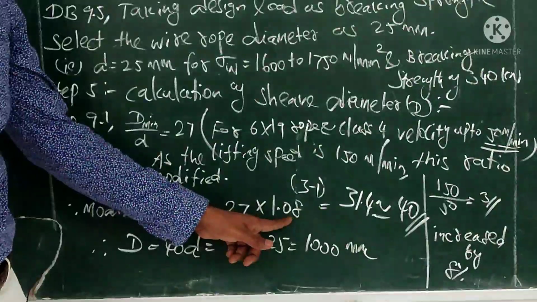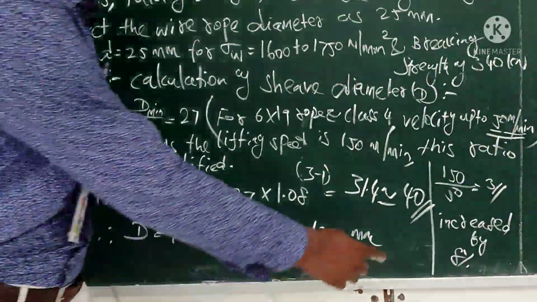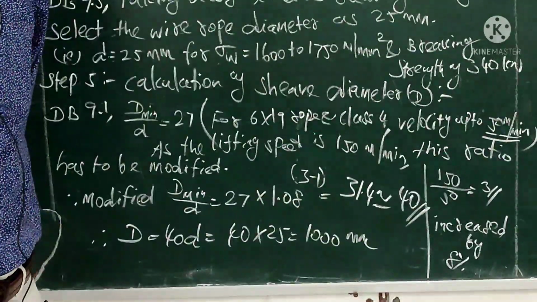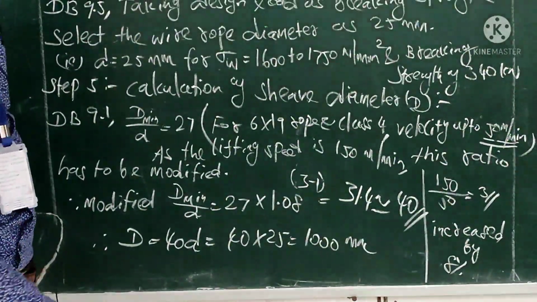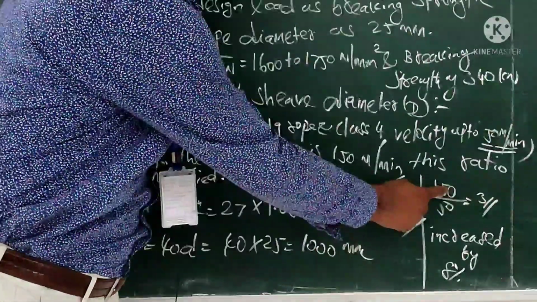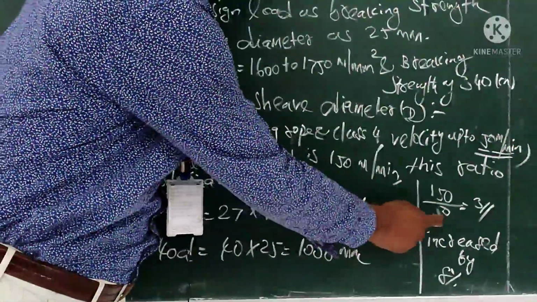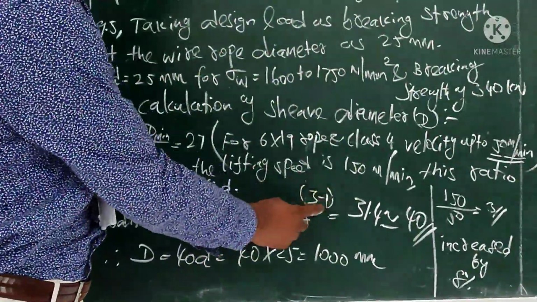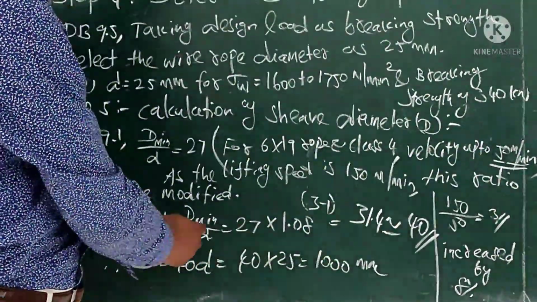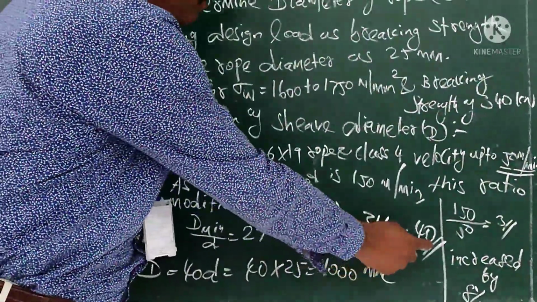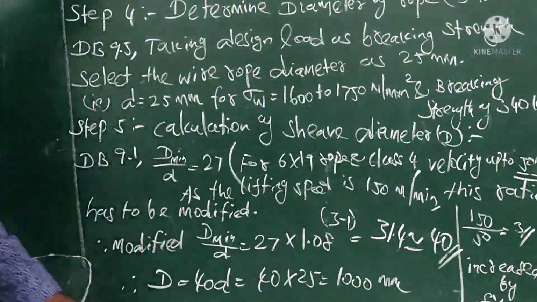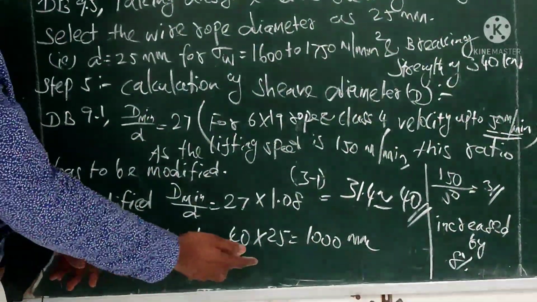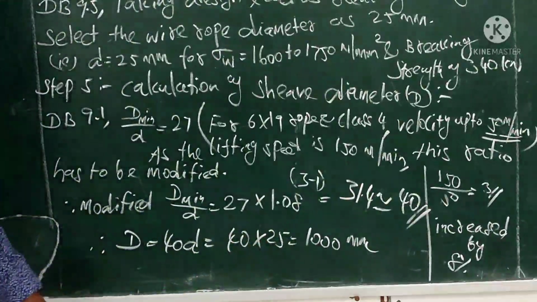Why do we put 1.08? Because we have to increase by 8%. It is given by the recommendation of the manufacturers. Here our speed is 150, given speed 50, so 3 times we need to increase the value. So 3 minus 1, we get this value as approximately 31.4. We have taken it as 40. Therefore the capital D, diameter of sheave, is equal to 40 times d, 40 × 25, 1000 millimeter.